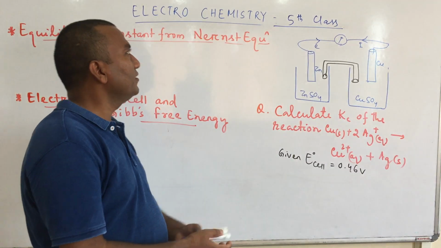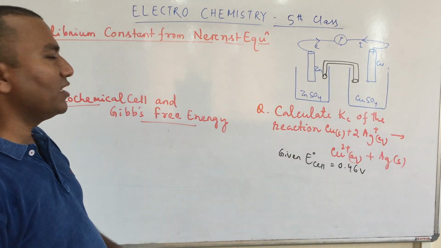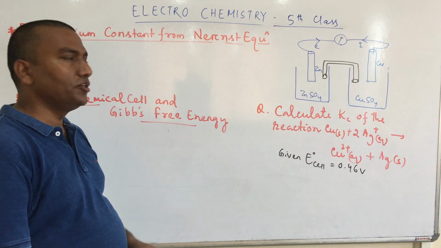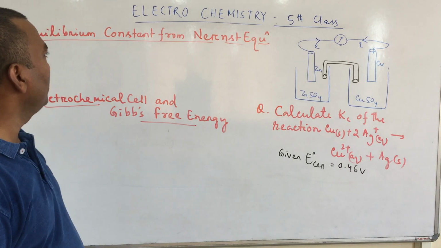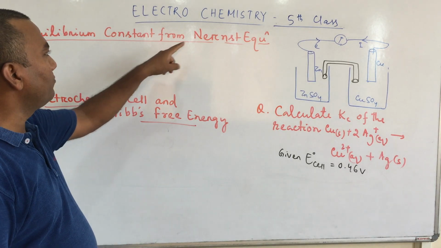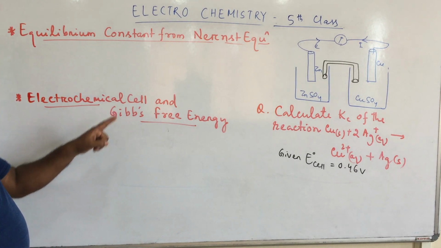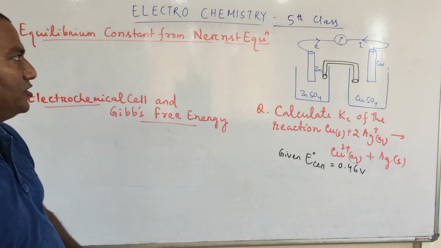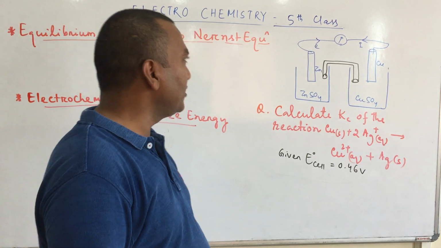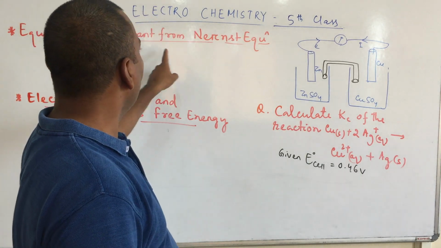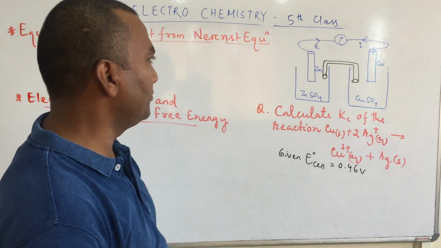So welcome students. This is the fifth class of electrochemistry. In this class we will read equilibrium constant from the Nernst equation. Next we will read electrochemical cell and Gibbs free energy. So first, you see equilibrium constant from the Nernst equation.